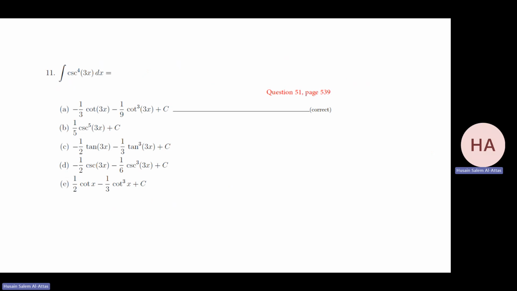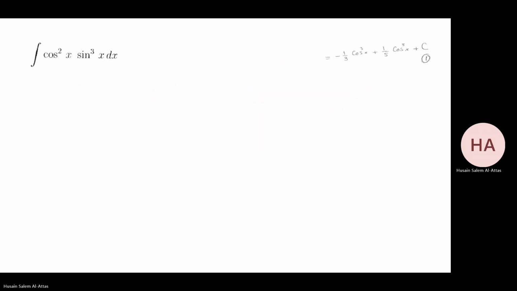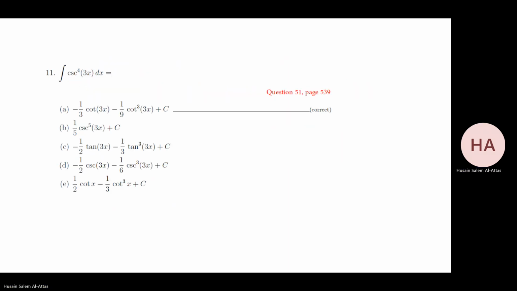Cosecant to the power 4. This is the first time we're doing something with cosecant to the power 4. Cosecant is even.